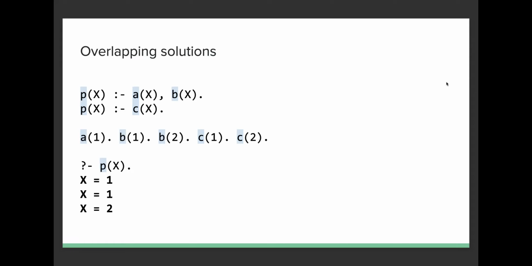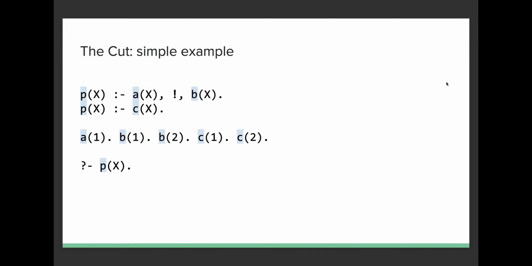Now, here we have one extra 1, and sometimes that's unwanted, or maybe if A is true, we don't want to go into the second branch at all. So there is this operator which looks like an exclamation mark, and syntactically it is an exclamation mark. If we use it here right after A of x, then now P of x produces just one solution, X equal to 1.